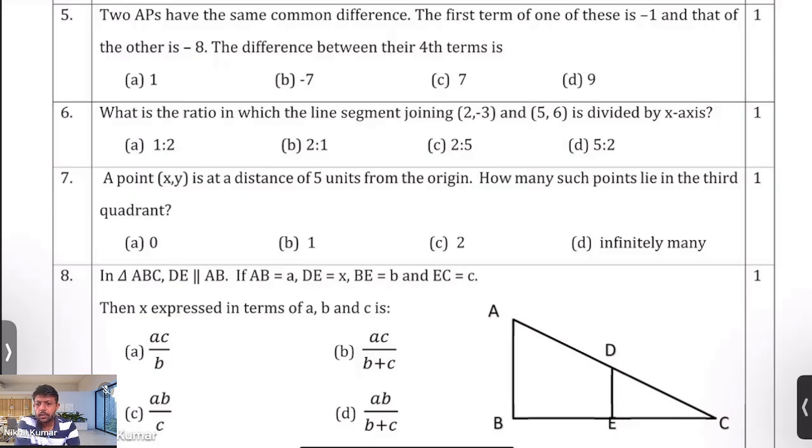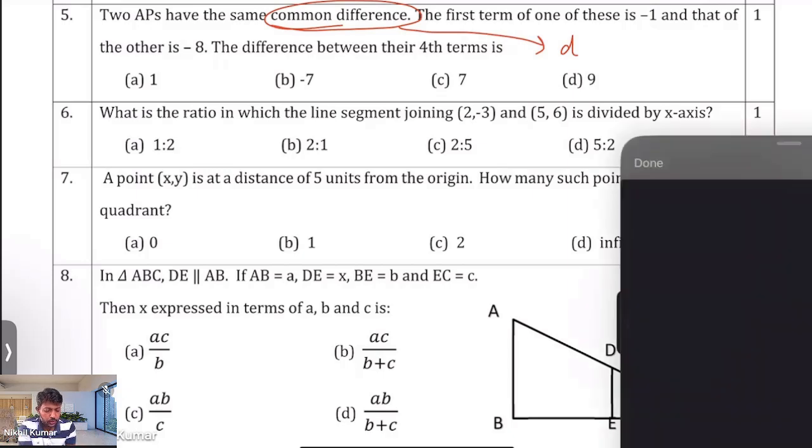All right, let's look at the fifth question now. We have two arithmetic progressions and they have the same common difference. So if the common difference is the same, I can use the same variable, and for now I'll use d. The first term of the first arithmetic progression is given, and that of the second arithmetic progression is also given. We have to find the difference between their fourth terms.